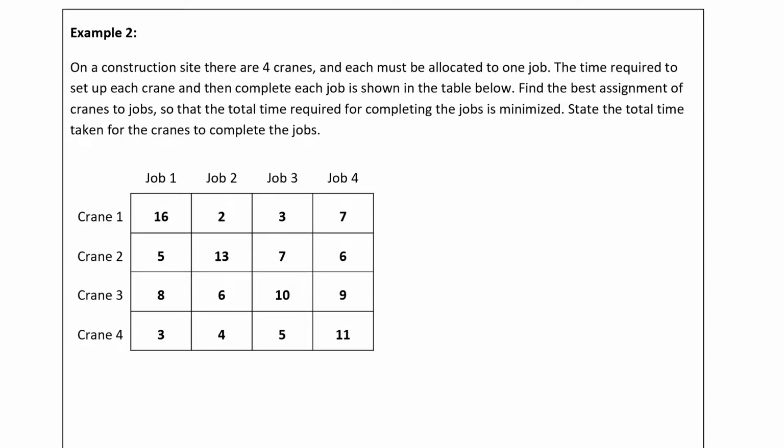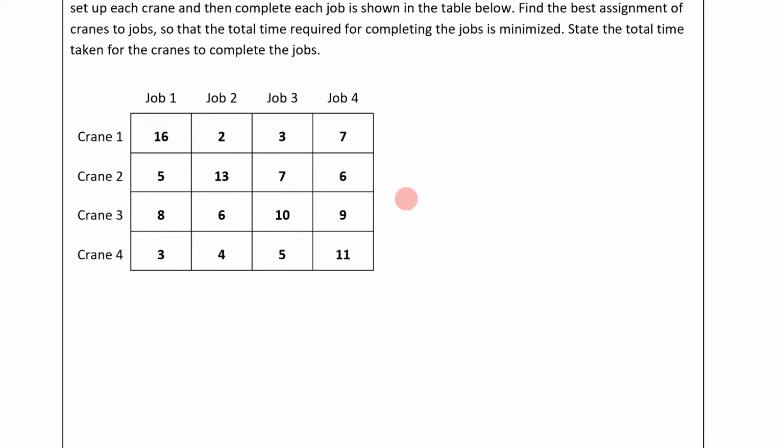We are now going to go through this example. It says, on a construction site, there are 4 cranes and each must be allocated to one job. The time required to set up the crane and then complete each job is shown in the table below. Find the best assignment of cranes to jobs so that the total time required for completing the jobs is minimized. State the total time taken for the cranes to complete the jobs.